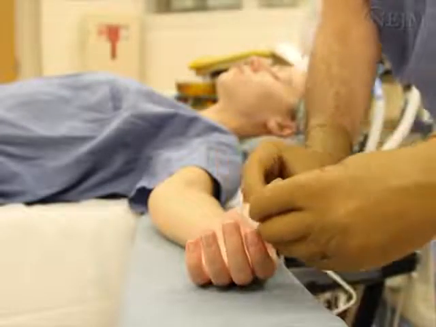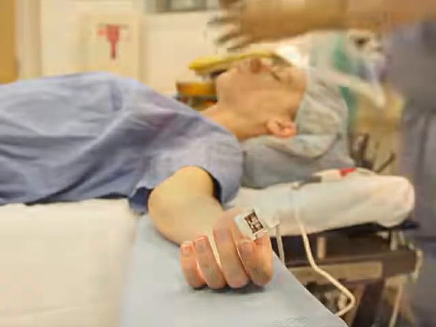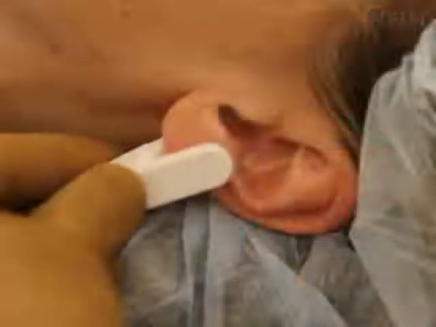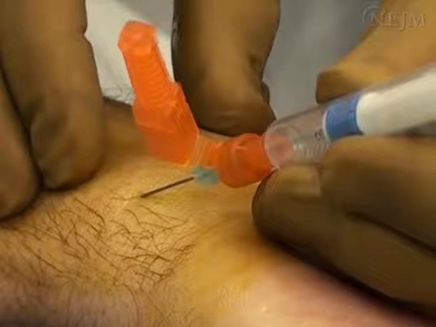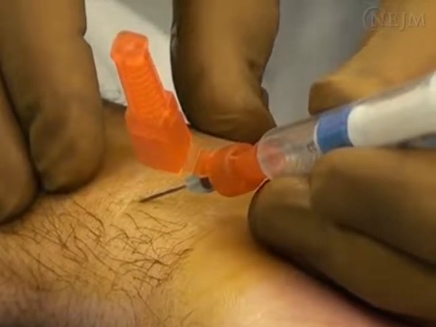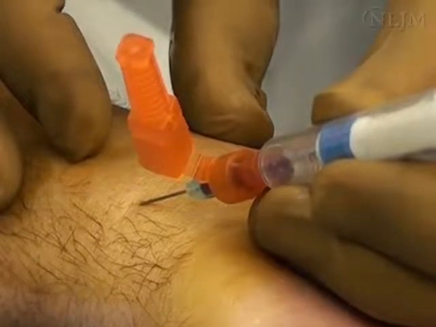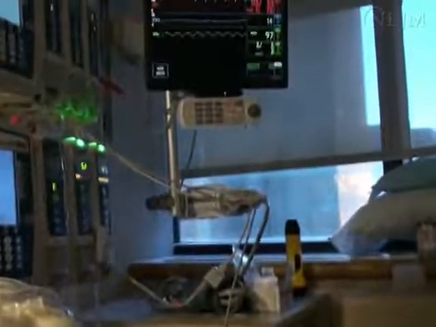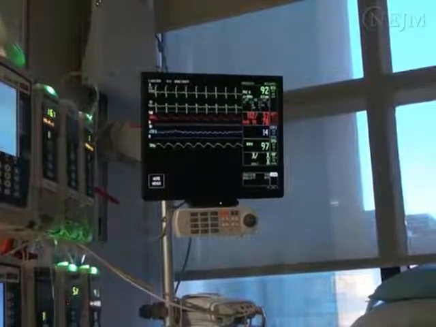Since pulse oximetry was introduced 3 decades ago as a monitoring tool, it has become ubiquitous in operating rooms, intensive care units, and hospital wards. Before pulse oximetry was available, physicians relied on invasive procedures, such as arterial blood gas analysis, to identify the presence of hypoxemia. Pulse oximetry has now become the standard of care in operating rooms and intensive care units in the United States and many other nations.